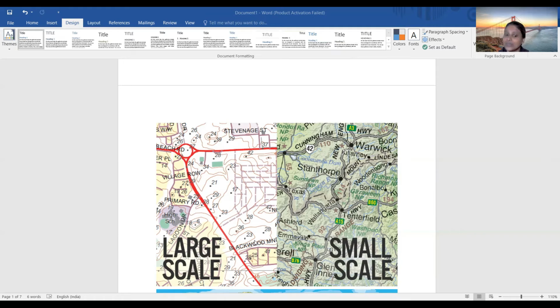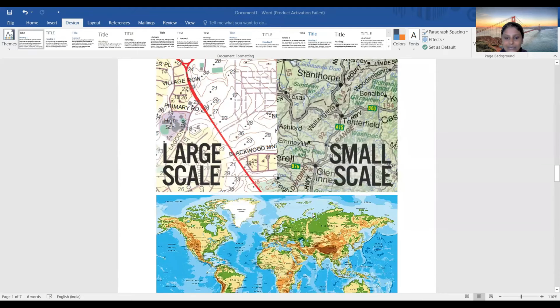This is the difference. I hope you will be using maps very well nowadays, because you are well versed in using the net, and wherever you want to go, or if you want to order food, you use these maps to locate your locations. So this is how the large scale and the small scale differ.